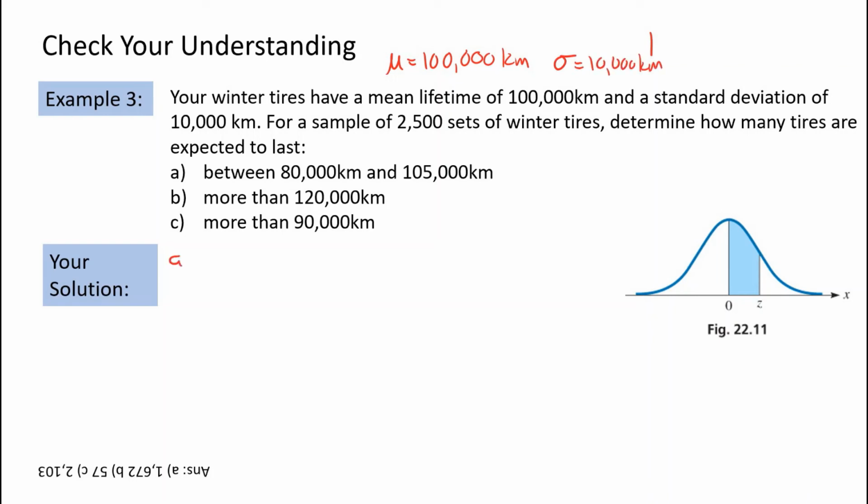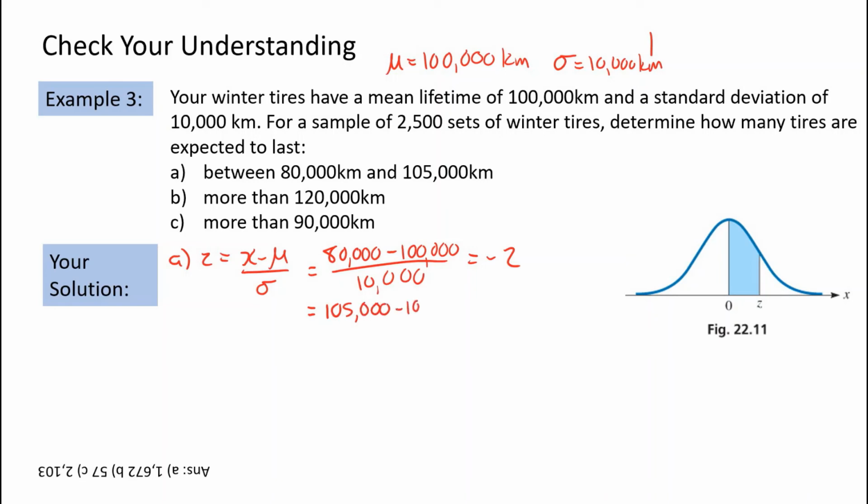So for part A, our z-score is x minus mu divided by sigma. For our first instance, we have 80,000 kilometers. So 80,000 minus 100,000 divided by 10,000 gives us a value of -2. Our second z-score for part A will be 105,000, or the upper limit, minus 100,000, divided by, again, our standard deviation, which is 10,000. Calculating that out, you get positive 0.5.